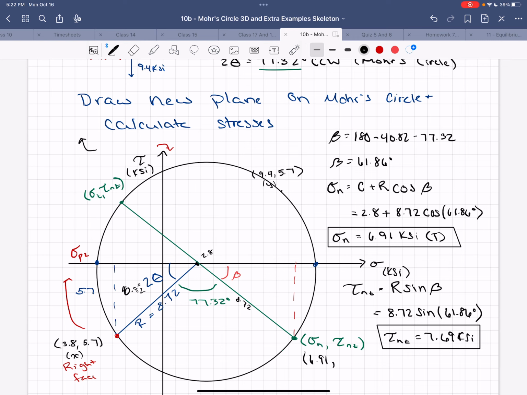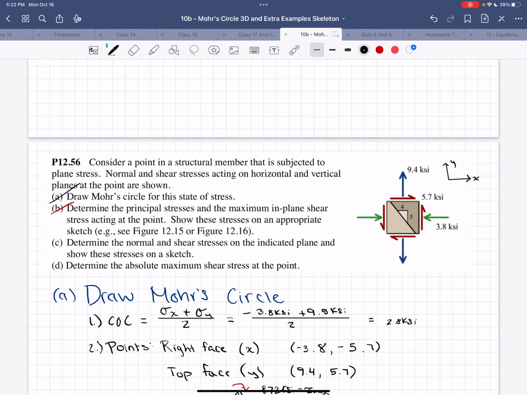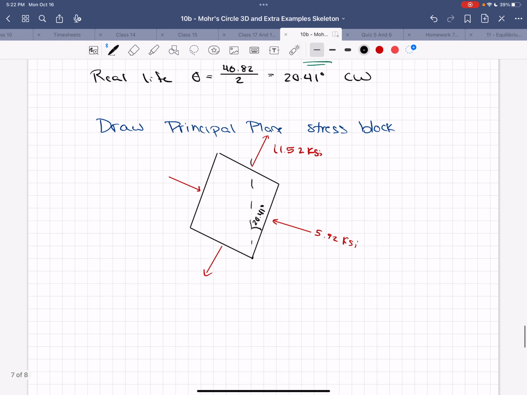Okay. All right. So what else do we have to do? Probably have to find those other stresses. Or is that all they told us to do? That's all they did. Determine the normal and shear stresses on the indicated plane. That's all we have to do. Oh, then we can show them on the element. Okay, well, we're going to cheat a little bit. We're not going to draw the whole stress block like we normally do. We're just going to do this.